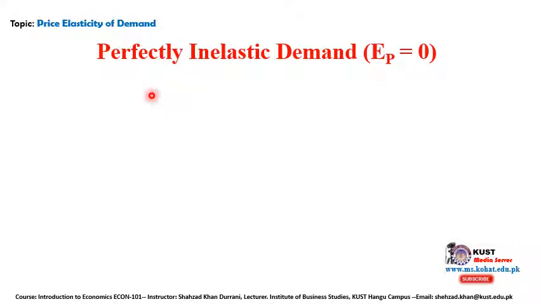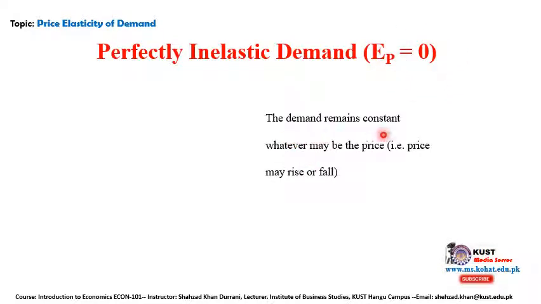The next one, we have the perfectly inelastic demand. Perfectly inelastic demand, we say elasticity is equal to 0. What does it mean? The demand remains constant whatever may be the price. That is, price may rise or fall, but the demand is not going to fluctuate with the changes in price, right? So the demand is not fluctuating here with the rise or fall of the prices.